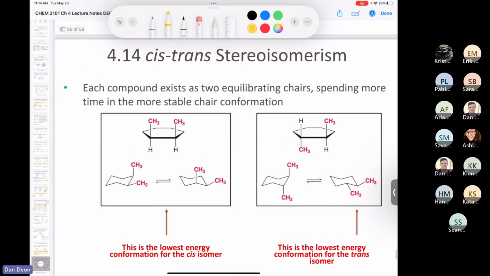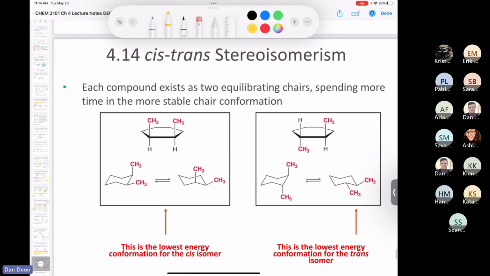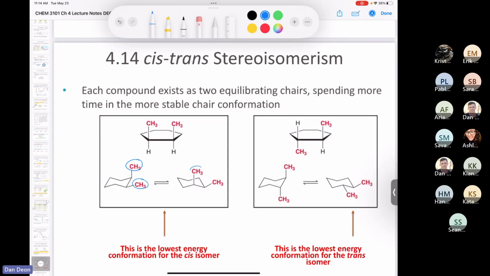So if we were to draw the chair of the cis compound, you can see that since both substituents are up, I have one where this is up and axial, this is up and equatorial. And now when I flip the ring, this methyl group is going to be up and axial, and this methyl group is going to be up and equatorial. And so there's no difference in energy between this conformation and this conformation. They each have one thing axial and one thing equatorial.